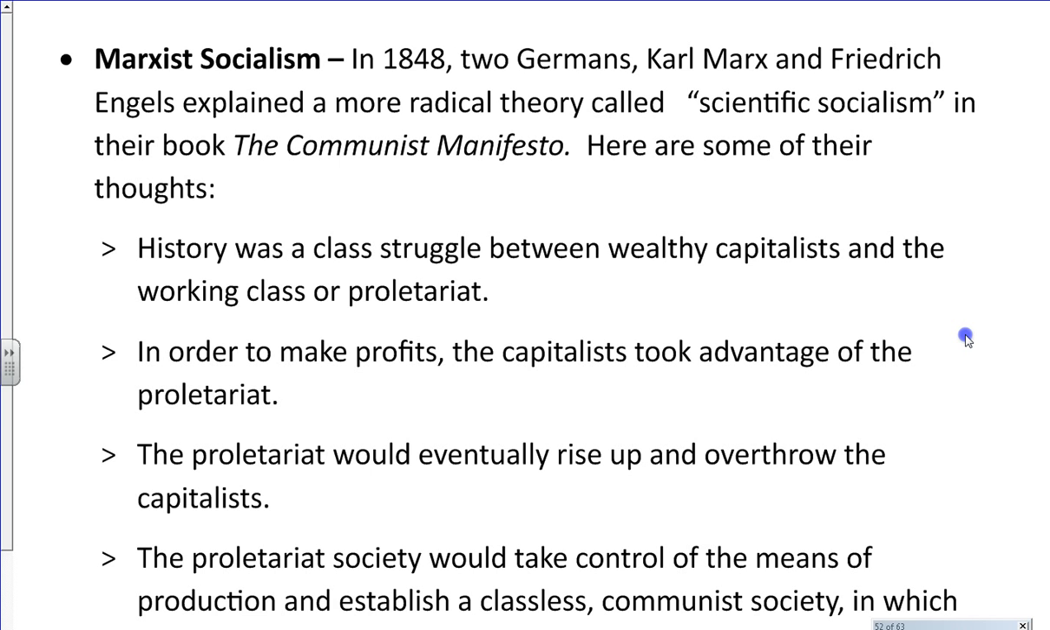Here are some of their thoughts. History was a class struggle between wealthy capitalists and the working class proletariat. In order to make profits, capitalists took advantage of the proletariat. The proletariat would eventually rise up and overthrow the capitalists, and a proletariat society would take control of the means of production and establish a classless communist society in which everything would be shared equally.